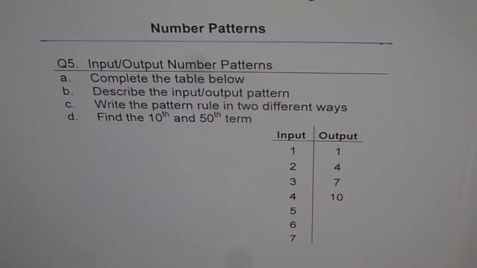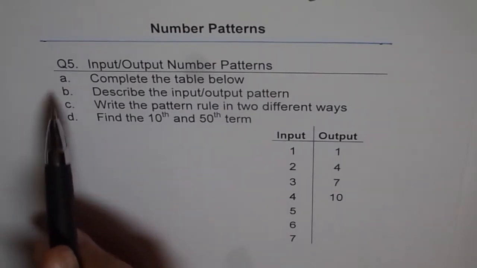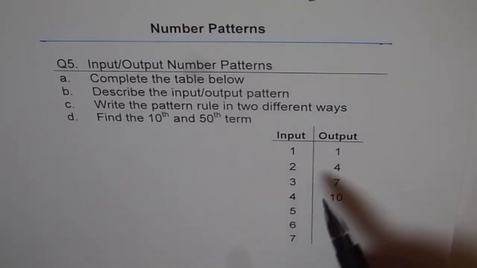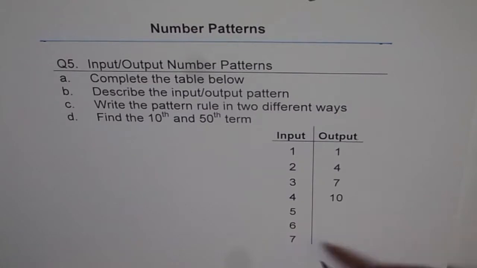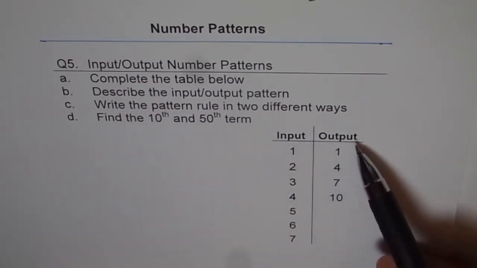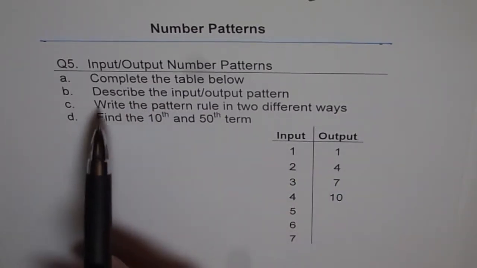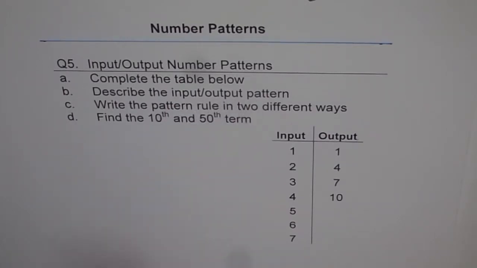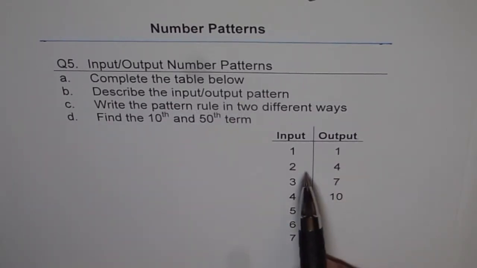Number patterns, question 5 on input-output number patterns. Here is the same set of 4 questions for you, and this is the table given to you, right? Complete the table below. So you have to complete this table. Describe input-output pattern. That means how do you get output of 4 from 2?